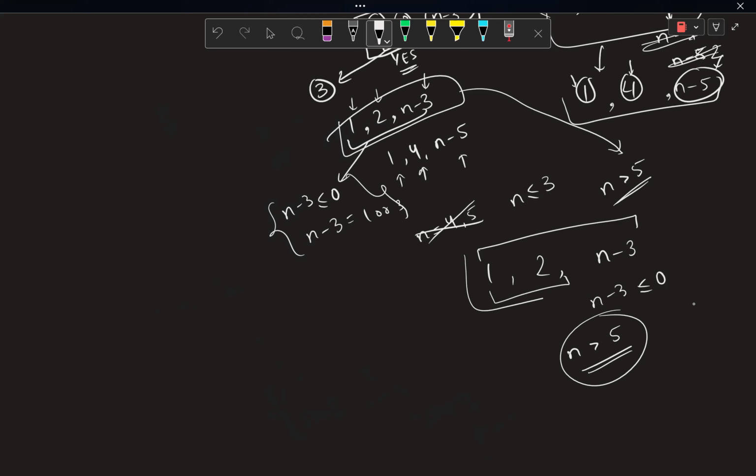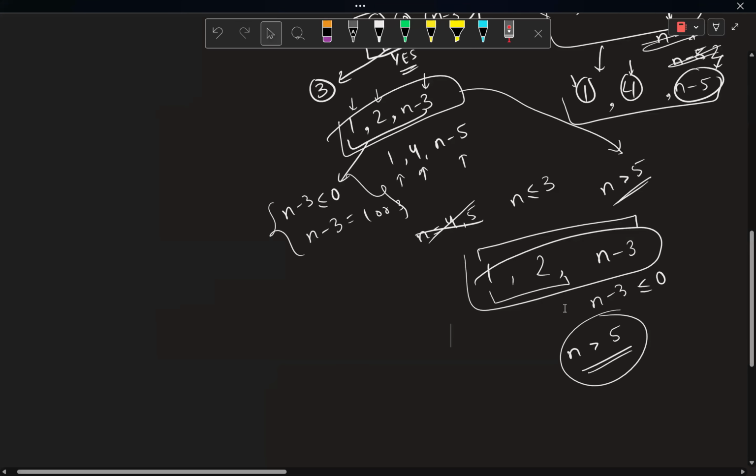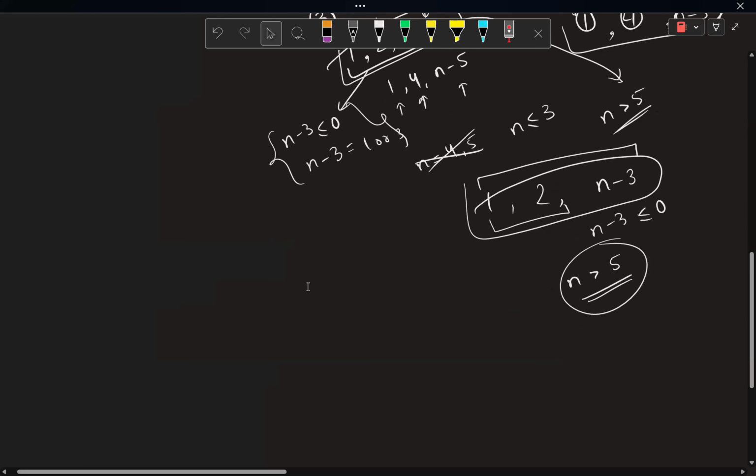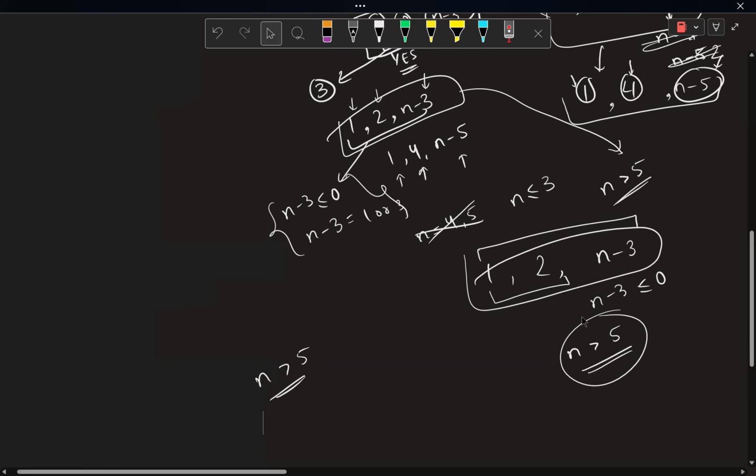So you saw that this pair will always be true for all n greater than 5, and n not divisible by 5, or n not divisible by 3. I'm not getting this, how does it mean n greater than 3? I'm getting this part, n minus 3 less than or equal to 0. You see that if n is greater than 5, we will never have a problem. And this part, I'm saying that if n is like 1, 2, or 3, in both of these conditions, you cannot have a pair like 1, 2, and n minus 3.